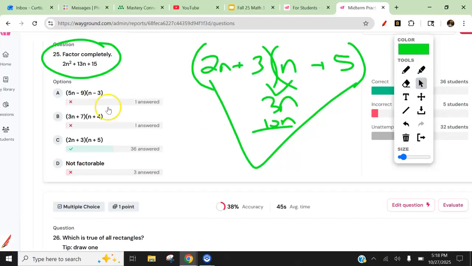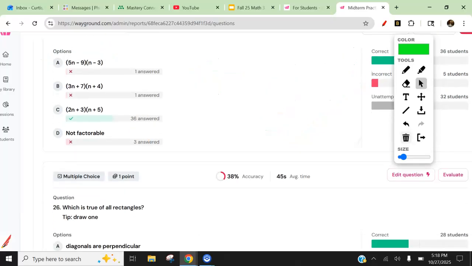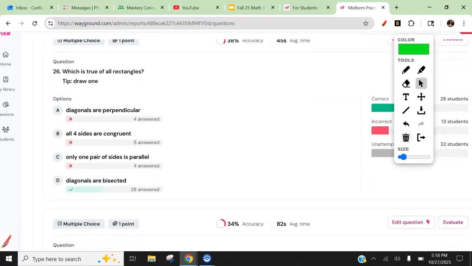Feel very good about our factoring skills, and results look really good, even though this is new. 36 correct, only 5 incorrect at this point. Still a lot unattempted, though.